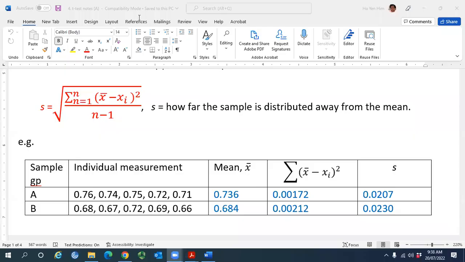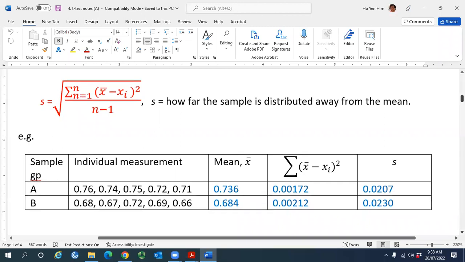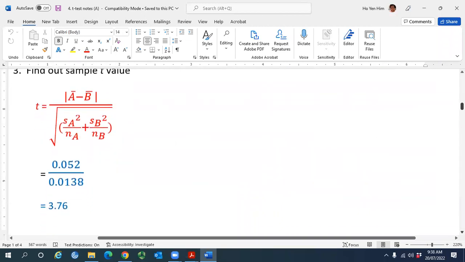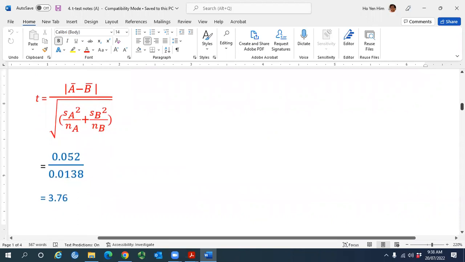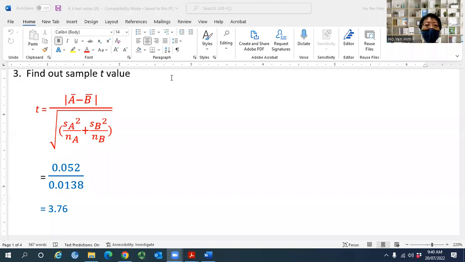So after you have done your calculation for standard deviation, the next thing is you can calculate the t-value already. So find out the sample t-value. The formula will be given to you. So what you need to calculate the t-value is, of course, the mean value, the standard deviation value, and the sample size. So can you calculate now and see whether you can get 3.76? So we have calculated the t-value is 3.76.